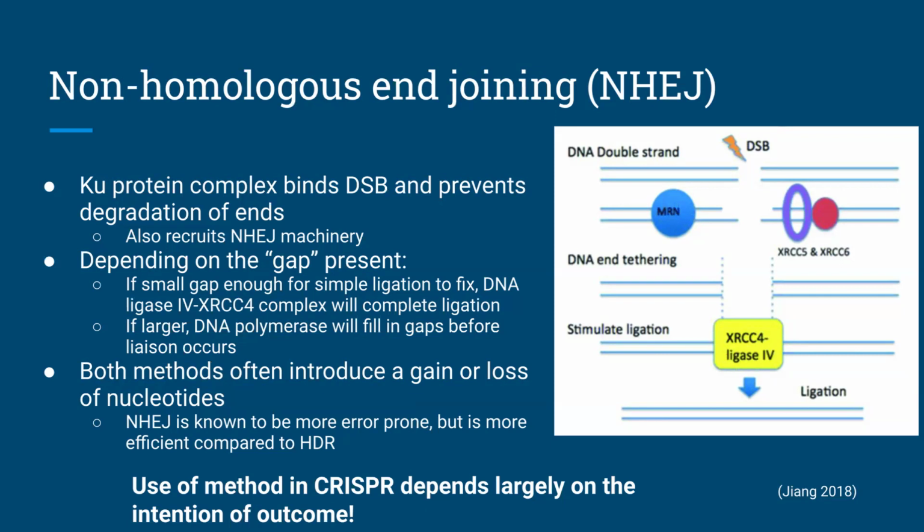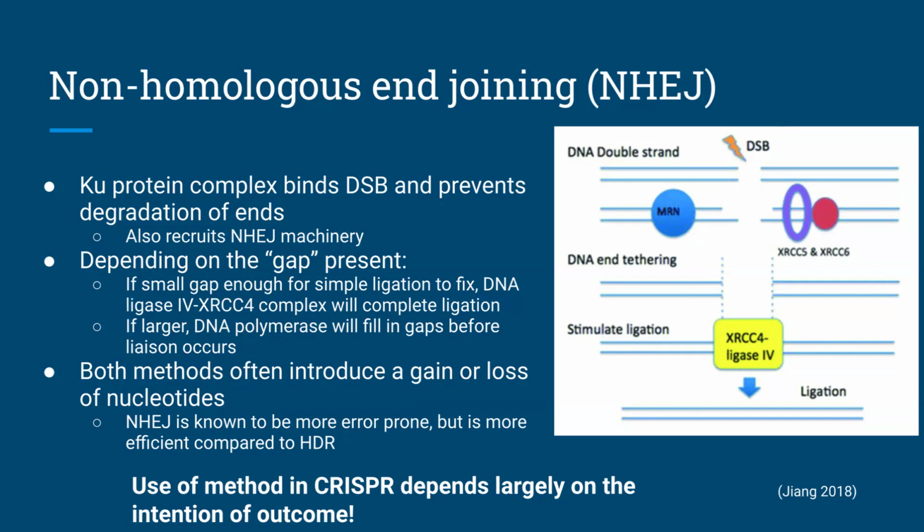Depending on the size of the gap present at the double strand break, if it's small enough, this can go through simple ligation, where DNA ligase IV and XRCC4, you don't need to know that, will complete that ligation and stitch them back together. And if it's larger, you're gonna recruit the DNA polymerase to fill in the gaps until ligation occurs.